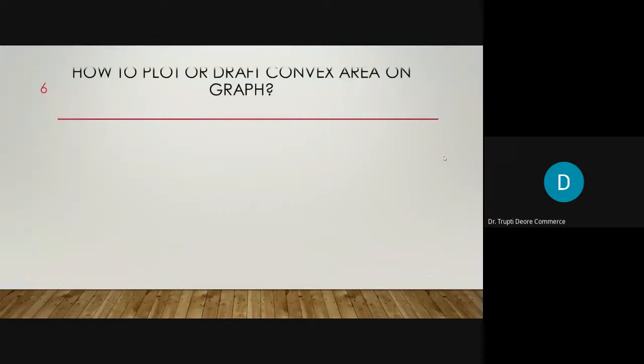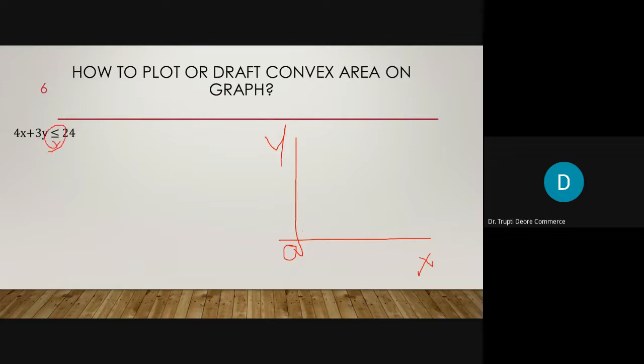So let's check out one example. Now, how to plot or draft a convex area on a graph. Suppose there is a line 4x plus 3y less than or equal to 24. Remember one thing, when we draft a graph, there is an x axis and a y axis, and there is a 0. If it is less than or equal to, it means it may be equal to 0, and less than means less than 0. So when you draft a line, the area covered, including the x and y axis, is considered your convex area.